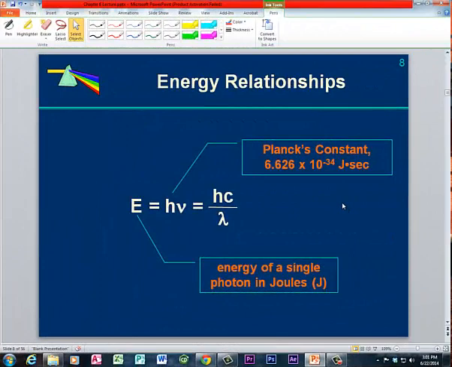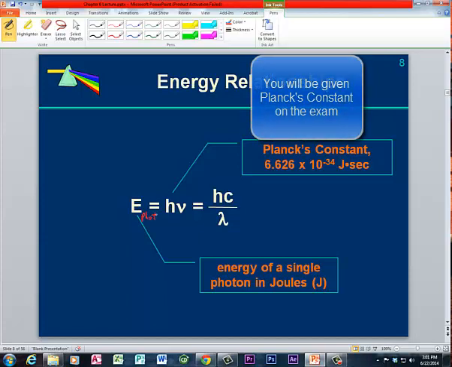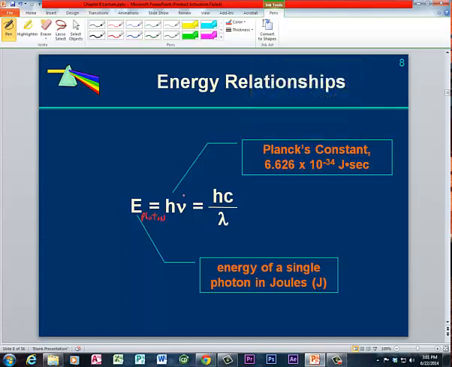So the energy relationships for electromagnetic radiation are this. Thanks to Max Planck, we can calculate the energy of a single photon of a particular wavelength of energy using this expression. Now, h is Planck's constant, and it's this value, 6.626 times 10 to the -34 joules times seconds, times the frequency. And you remember frequency, the units on frequency are 1 over seconds.